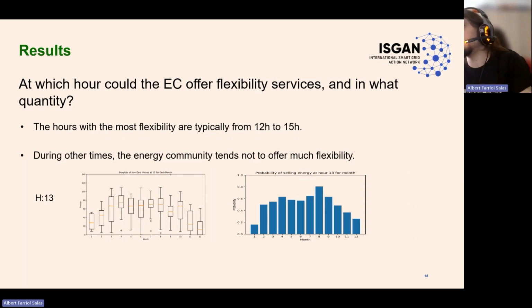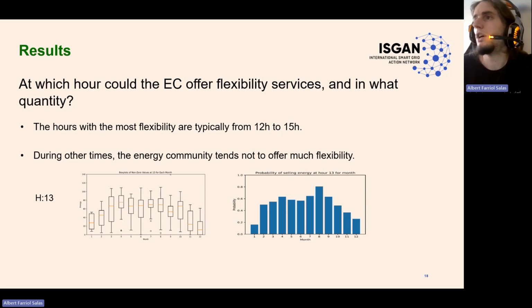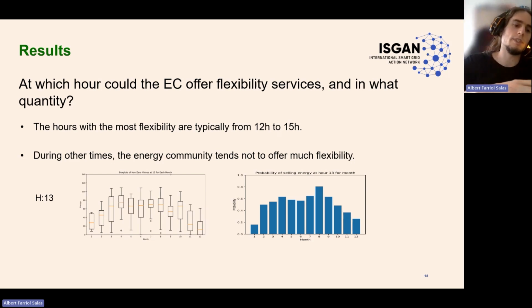And now I come to the probability. This is the probability of offering some flexibility at hour 13. It changes between months because this is all aggregated. In the first and the 12th month, as you can see, you have a lower probability of offering flexibility. Although in the graph on the left you have a relatively big box, it is not common to offer so much flexibility in that month.